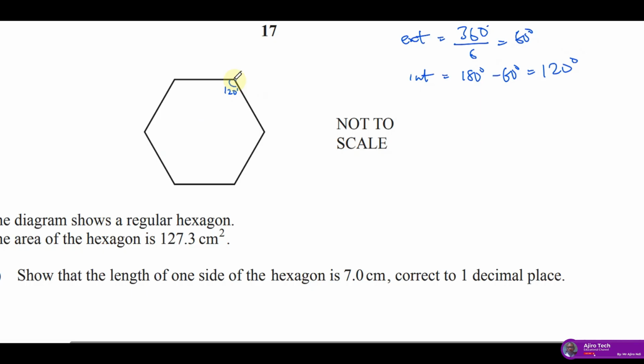We can divide this hexagon into 6 triangles by cutting along opposite vertices. Let's try to cut it carefully. So if I cut this, I have 6 triangles. Regular hexagon means that all sides will be equal. And then the angles, let me cut out one of the angles formed.